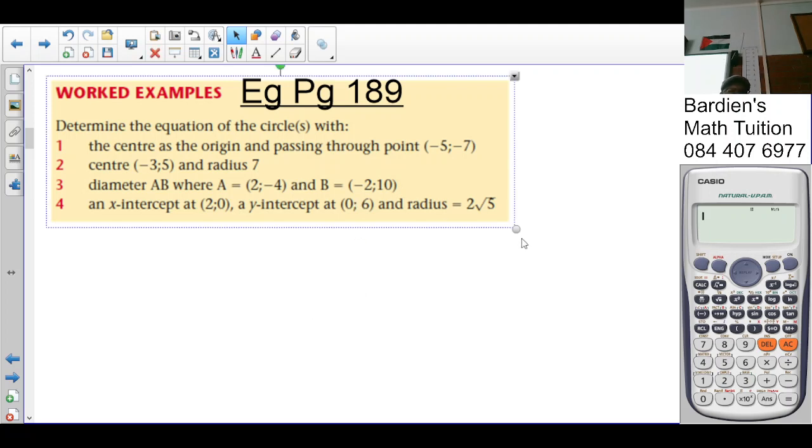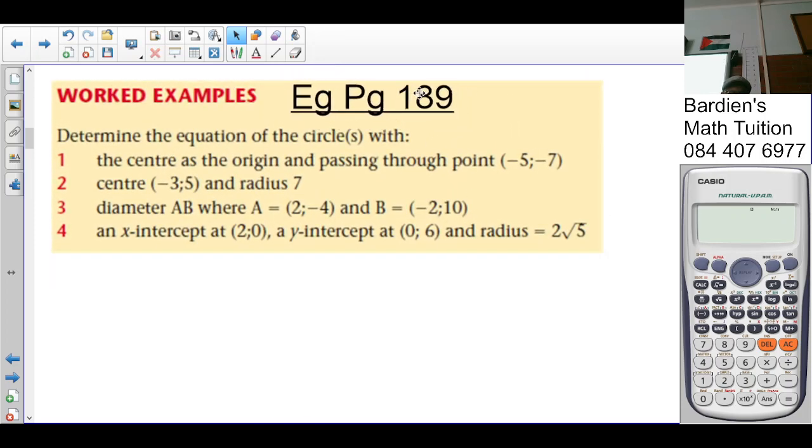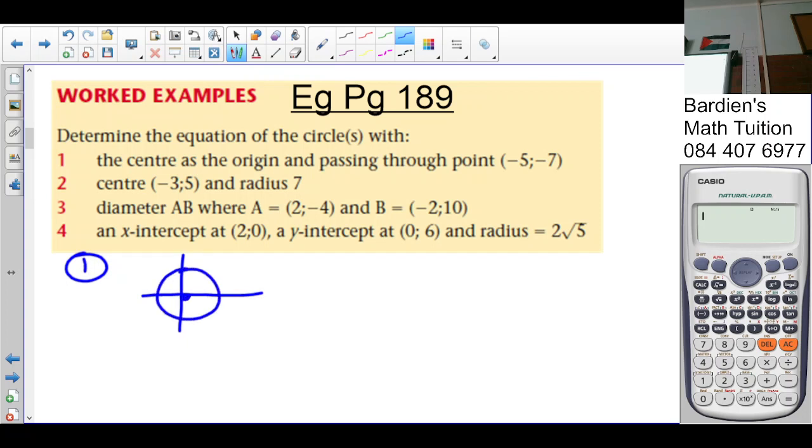The question says determine the equation of the circle or circles with, in the first case, the center at the origin and passing through the point (-5, -7). So what we have here is a circle centered at the origin and passing through the point (-5, -7). Okay. So which of the two formulas are we going to use? The first one, x squared plus y squared is equal to r squared.